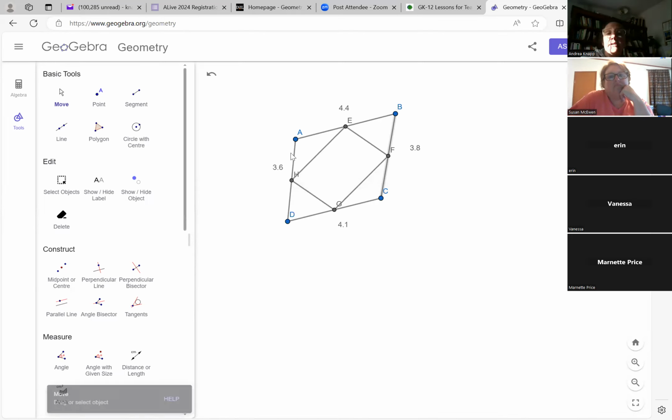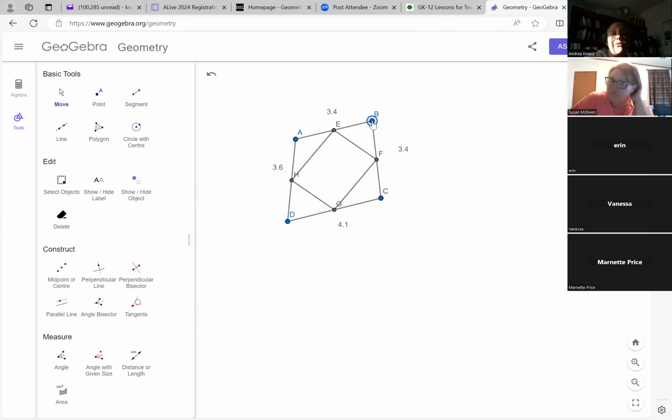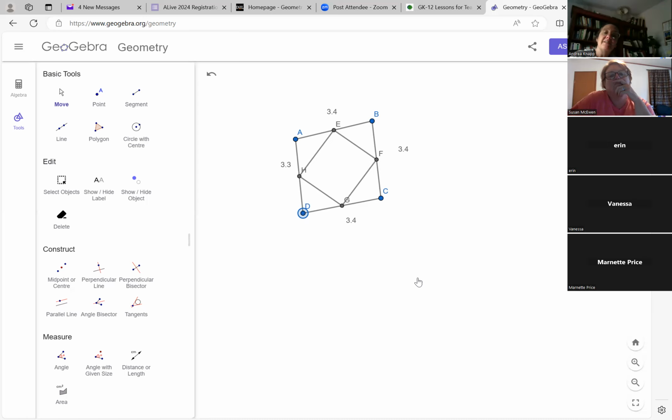So let me just drag this as best I can to get side lengths that are the same. Okay, we got 3.4 there. 3.4 on 3 other sides. That's pretty close. All right, so our outer figure is a rhombus. What is the inner figure? What does it look like to you? It looks like a square.